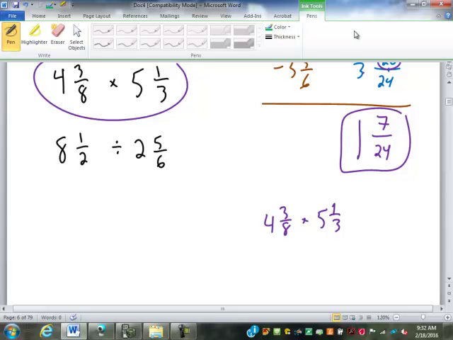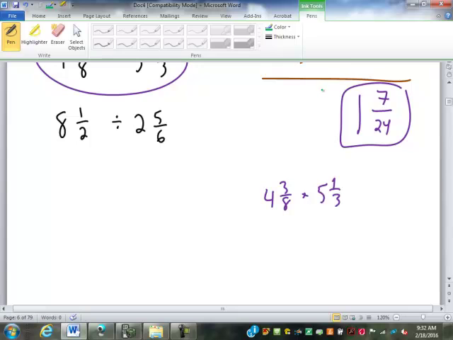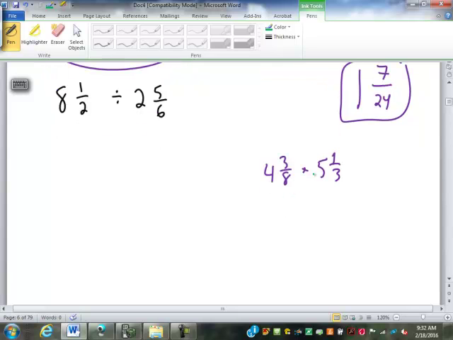So here we do not need a common denominator, but we are going to change them into improper fractions. So this is still going to be eighths. The name always stays the same. But what's it going to become? 35. Very good. Over here, it's going to be thirds. 16. 5 times 3 is 15, plus 1 is 16.